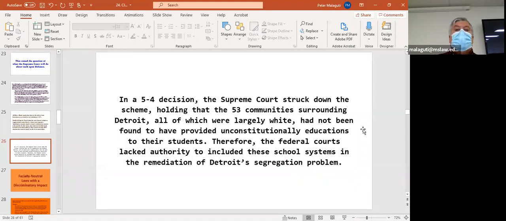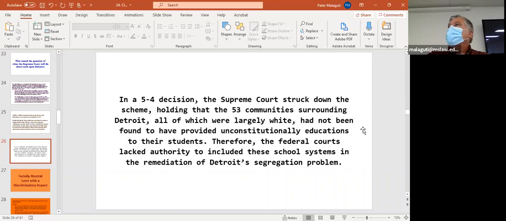5-4 decision. The Supreme Court says you're taking communities that did not have a history of segregating their schools to put blacks in one school and whites in another school. You're punishing those schools for the problem that exists in the cities. Okay. So what this case stands for is the proposition that you can't order these remedies unless there's a history of discrimination that led to segregation, number one. And number two, you can't force other school systems to participate that don't have a history of discrimination.